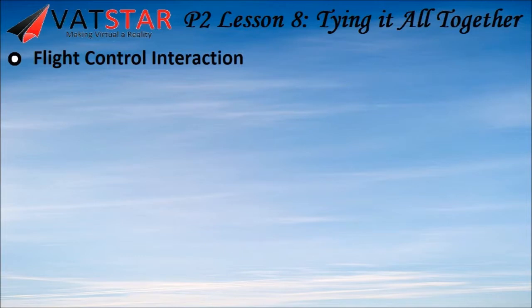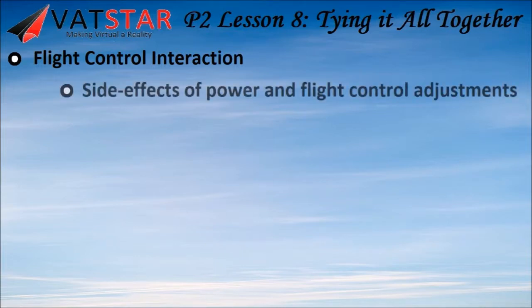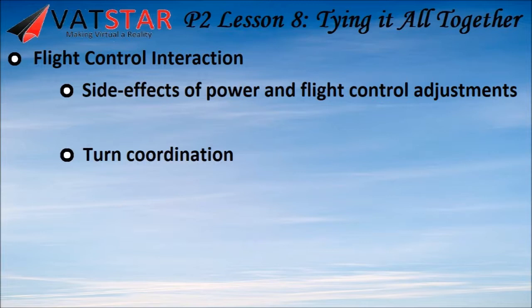Now, when I say interact, we already talked about how they act, meaning how elevators control pitch, ailerons control roll, rudder controls yaw, and thrust and drag control speed. But now we need to talk about how they interact, because each action has side effects that you need to be aware of and ready to control for and counteract. We'll then look at how those interactions play out in the context of a coordinated turn, and what that means and how to achieve it.